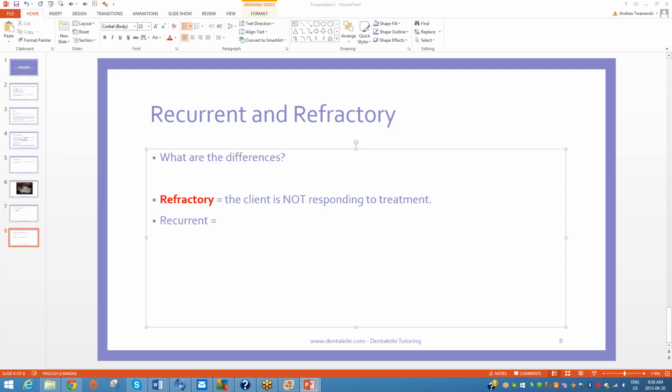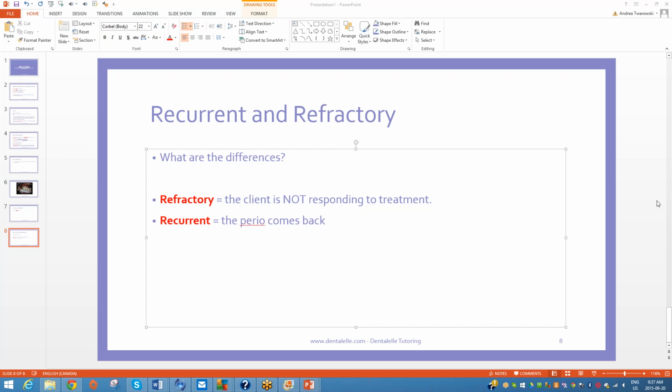So recurrent perio is when the perio keeps on coming back. So how can I say this? The perio comes back, I guess, for lack of a better word. So recurrent perio is when, sorry guys, I'm just trying to think of a good way to explain this.